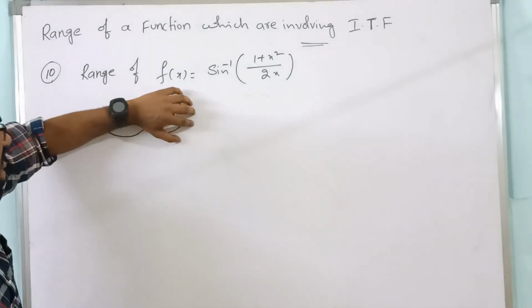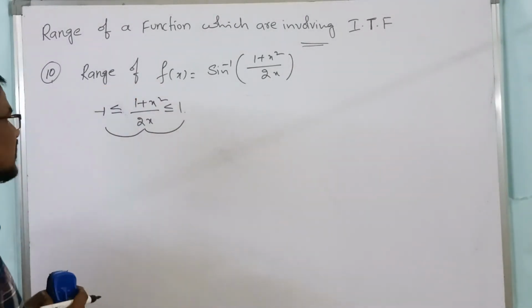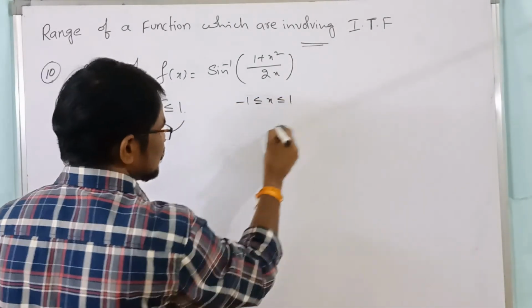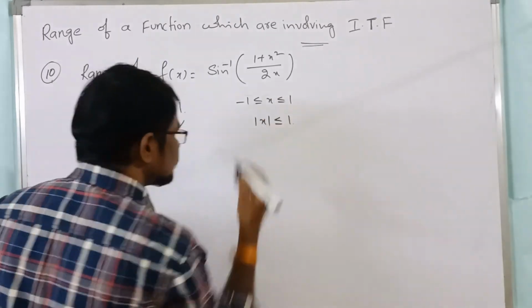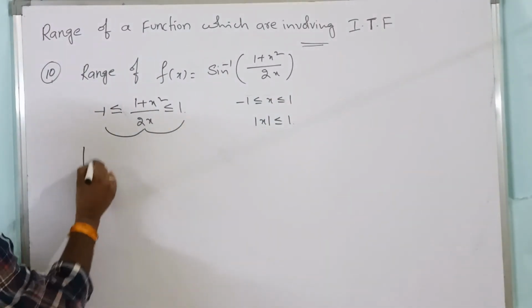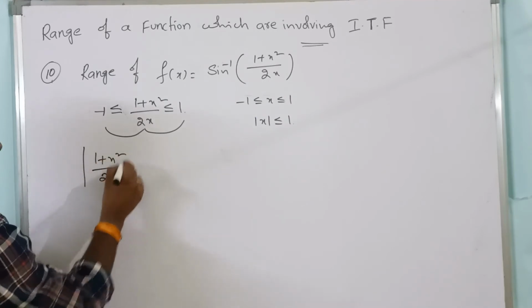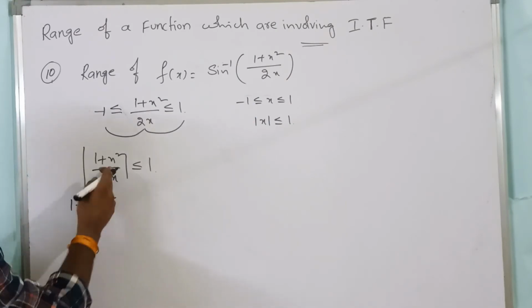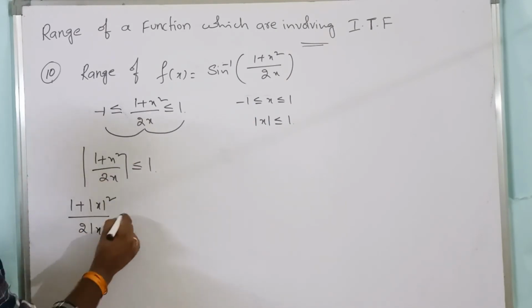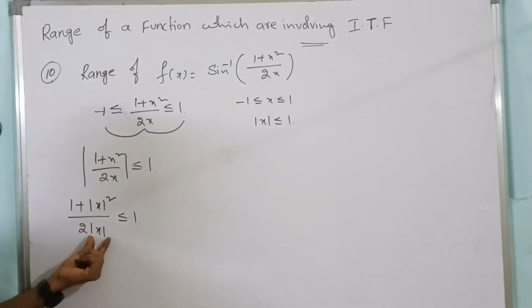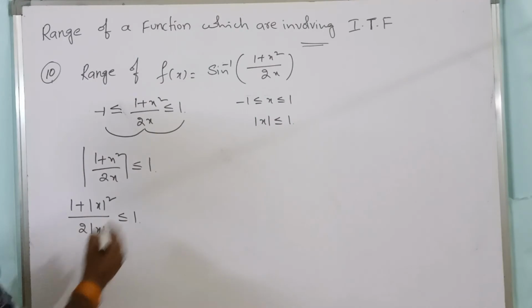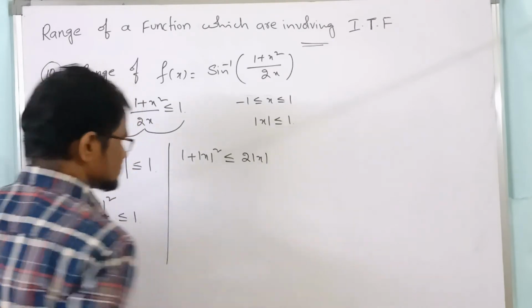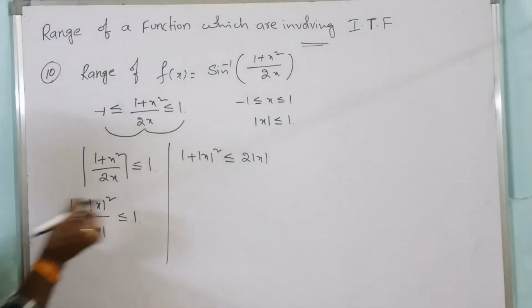Now this is one condition, this is another condition. Here you have to take the common x values. Otherwise, if you follow this one, easily you will get it. We know that minus 1 less than or equal to x less than or equal to 1 can be written as modulus of x less than or equal to 1. So by that condition, modulus of (1 plus x square) by 2x less than or equal to 1. Now this can be written as (1 plus mod x square) divided by 2 mod x less than or equal to 1. Mod x is a positive value, so you can take it to this side. Now 1 plus mod x square less than or equal to 2 into mod x.